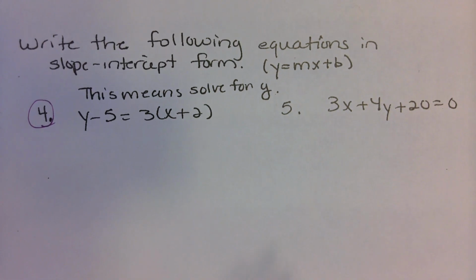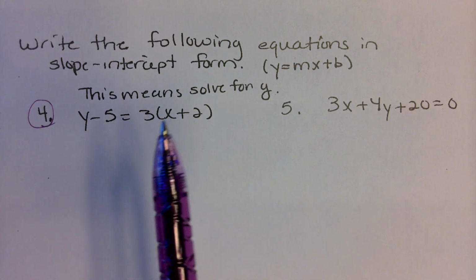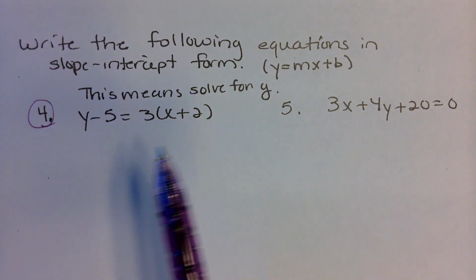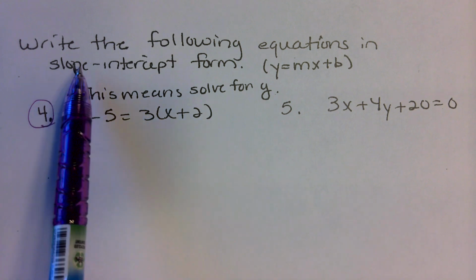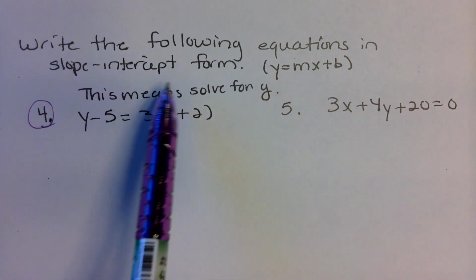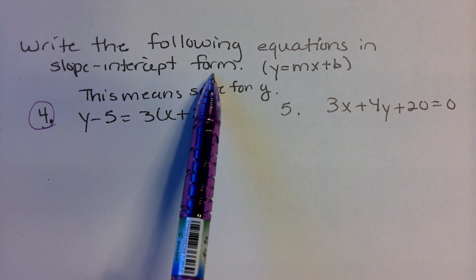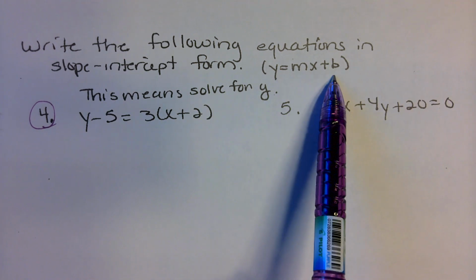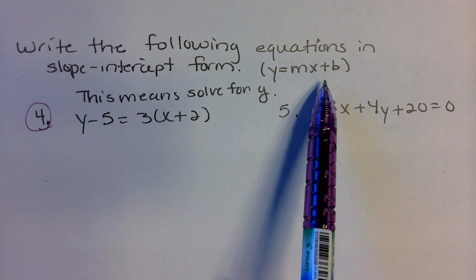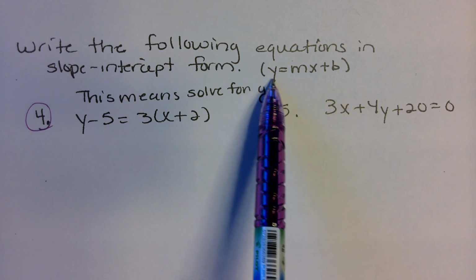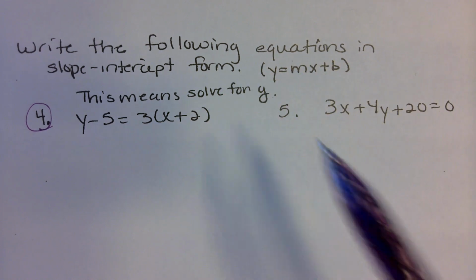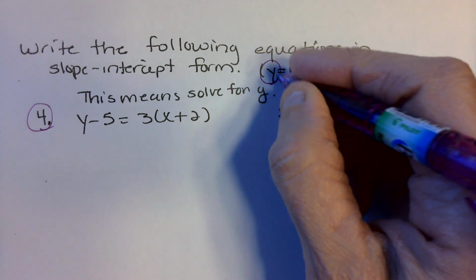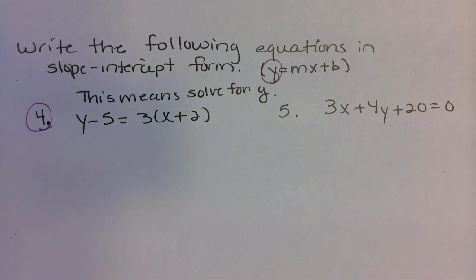Number 4. Write the following equation in slope-intercept form. We're going to be doing this in today's lesson, so I just need to review these 2 things just to make sure we're moving forward on the right basis here. Remember, this is slope-intercept form. We're going to learn a different form today, just for you to be familiar with. But remember, if you're trying to get something in this form, it means you're basically solving for y.